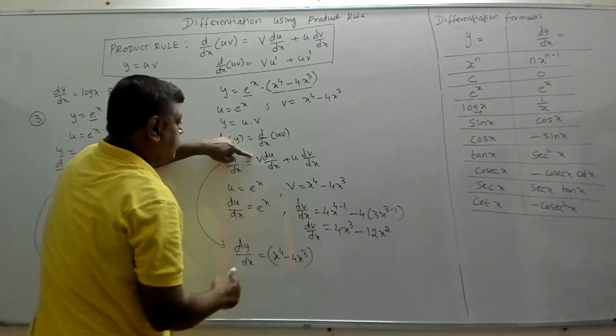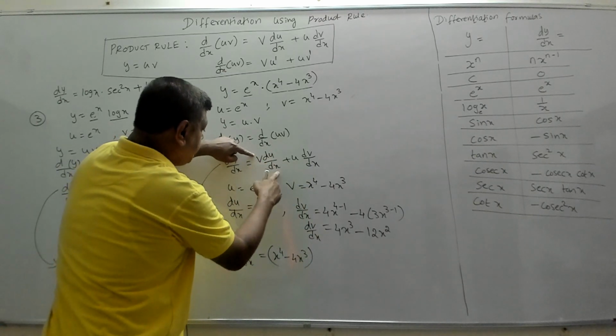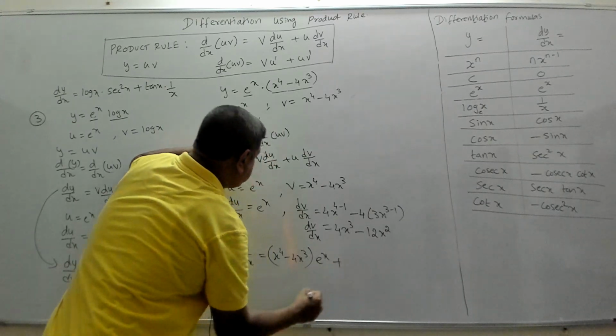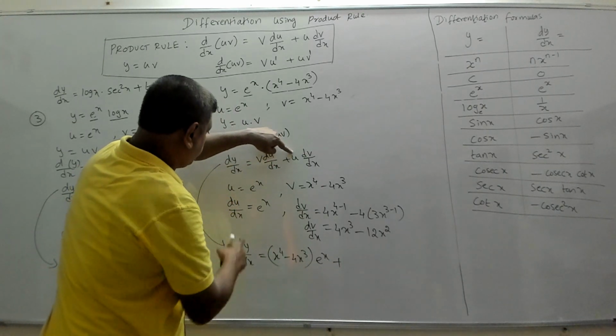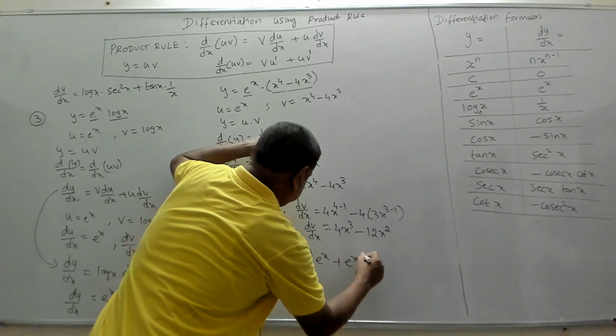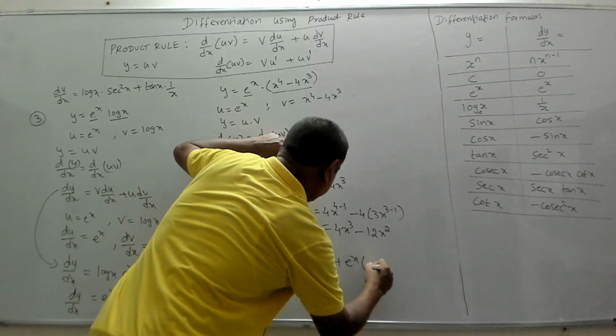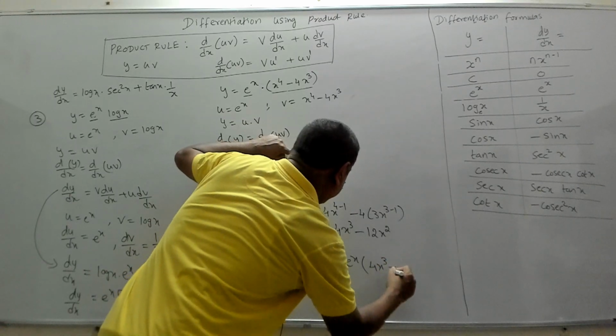Right? That is our v into du by dx. du by dx is e power x, e power x plus u. u is e power x into dv by dx. dv by dx is this one, 4x cube minus 12x square.